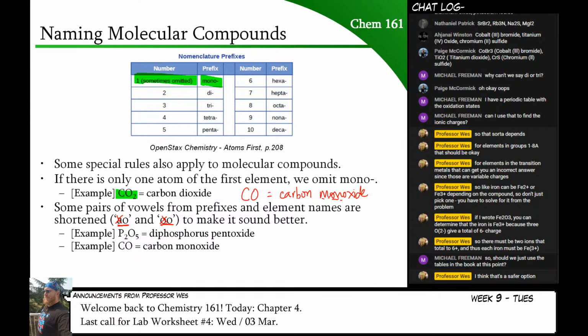This specifically comes up with oxygen. And the only reason that this is done is apparently it just sounds better. So some examples of that are listed below here. Instead of pentaoxide, we have just pentoxide. And then for monoxide, there isn't a double O there.